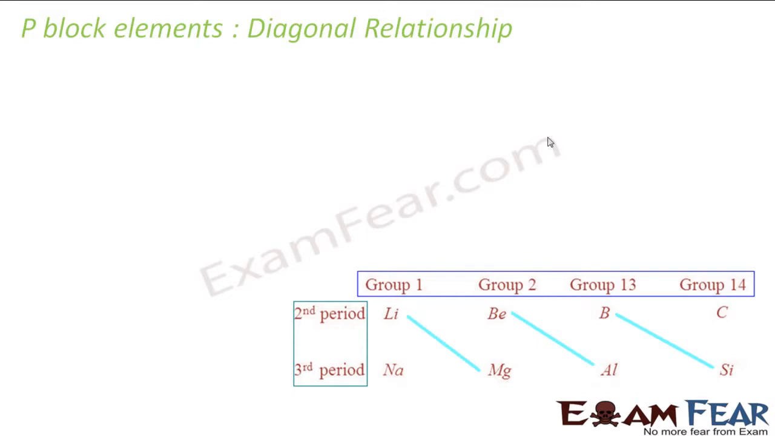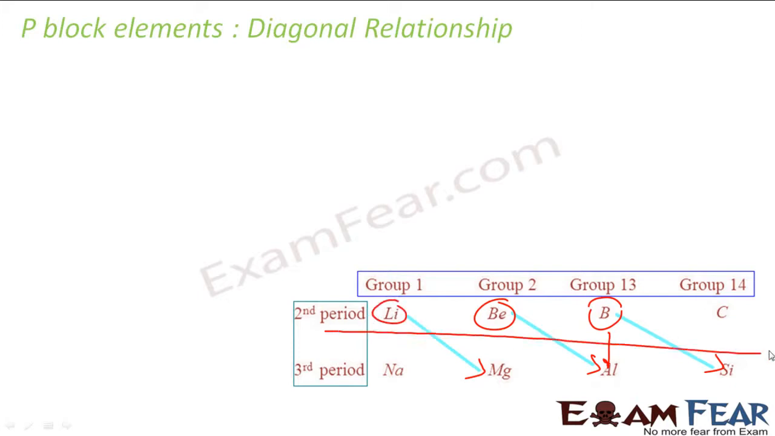Let's talk about the diagonal relationship. We have talked about this in the s block elements. If you want to understand more deeply the diagonal relationship, just watch my previous chapter videos on it. Here we see that lithium, instead of behaving like sodium, behaves more like magnesium. Similarly, beryllium, instead of behaving like magnesium, behaves more like aluminum. We have discussed this in the last few chapters. Similarly, boron, instead of having more similarity with aluminum, has more similarity with silicon. And that is because of the small size of the second period element.